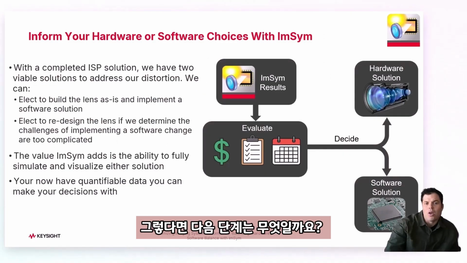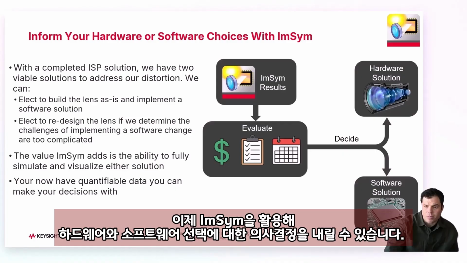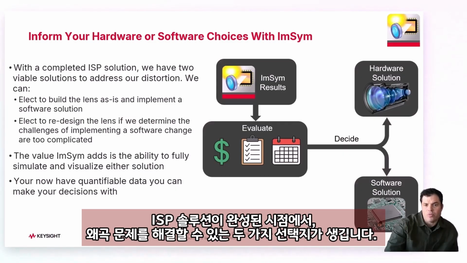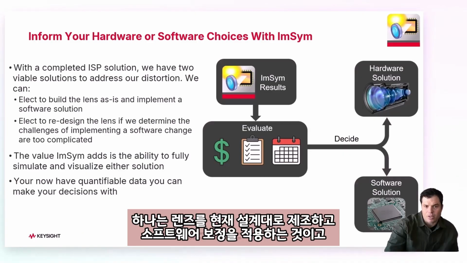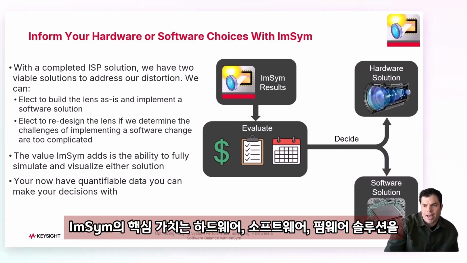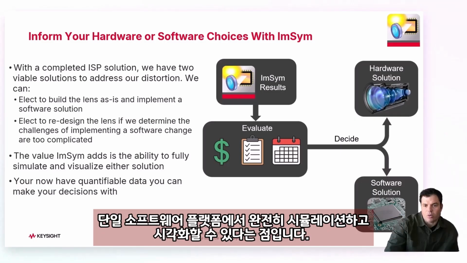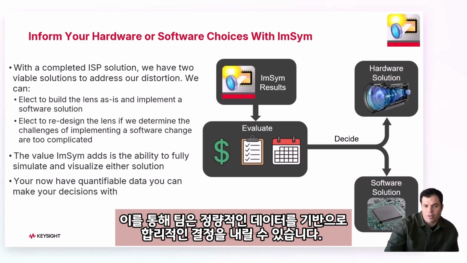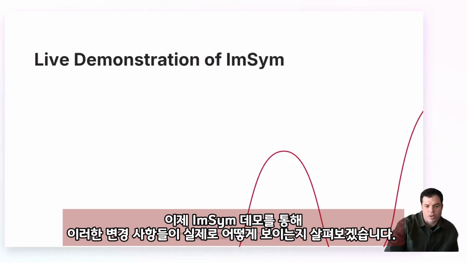So, what now? We can now inform our hardware and software choices with ImSym. With a completed ISP solution, we have two viable solutions to address our distortion issue. We can either elect to build the lens as is and implement the software solution that we just saw, or we can elect to redesign the lens if we determine the challenges of implementing a software change are too complicated. The value ImSym adds is the ability to fully simulate and visualize hardware, software, and firmware solutions on a single software platform. You and your team now have quantifiable data you can make decisions with. So now I'd like to go into a live demonstration of ImSym and show what those changes were looking like.